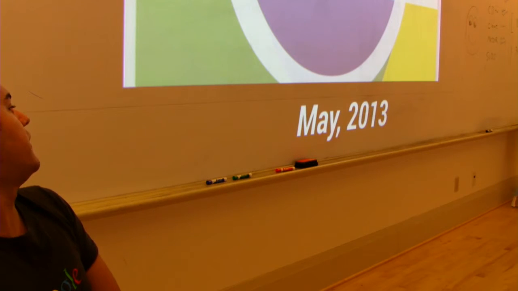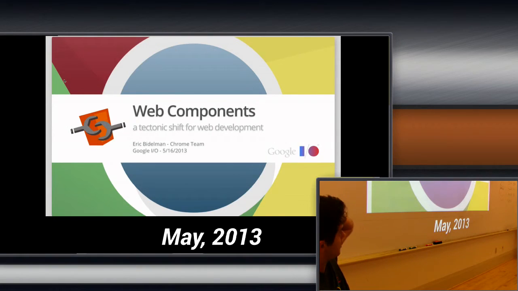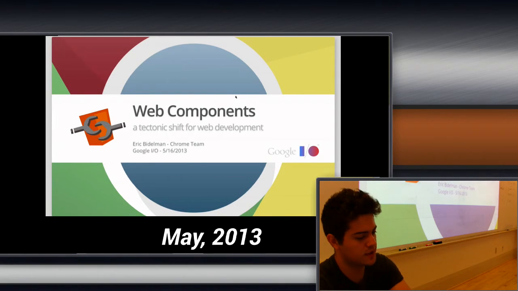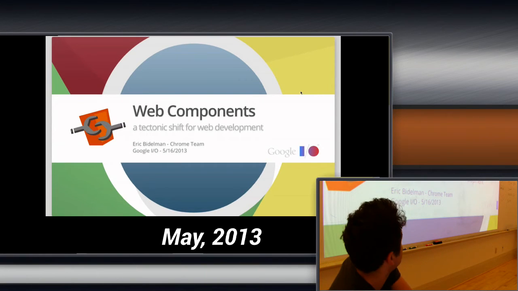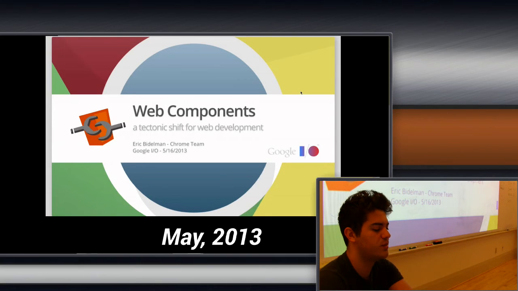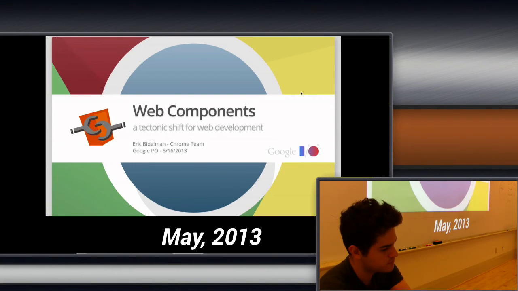And then in 2013, at Google I/O, they first showed off, hey, this is web components. This is what we're trying to solve with those four specs. And after this talk, everybody was like, whoa. And you can see that because of their subtitle, like a tectonic shift for web development. They were like, whoa, this is big, and we need to take a look into that.